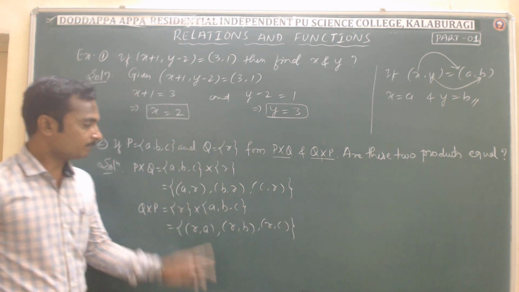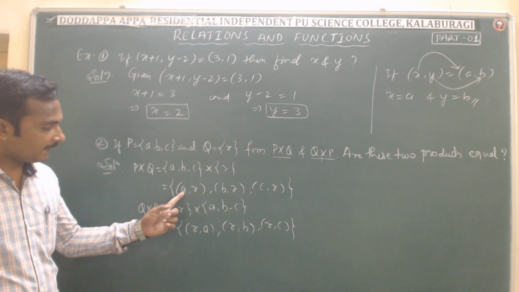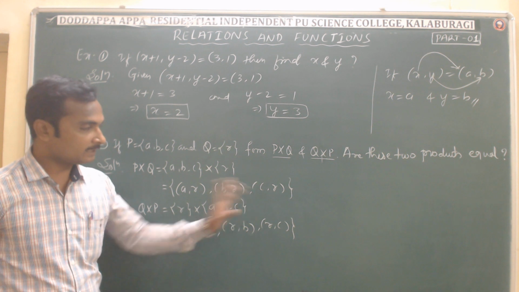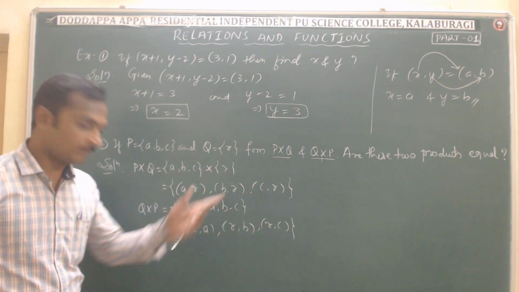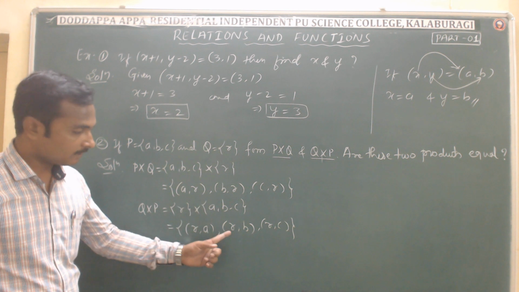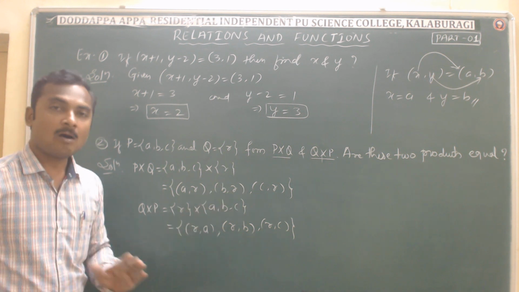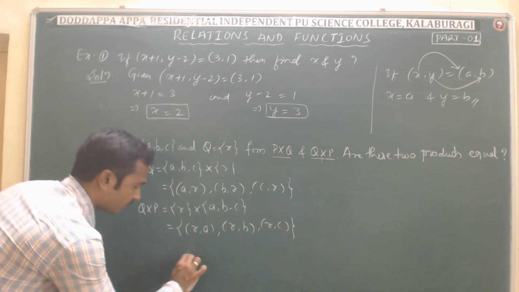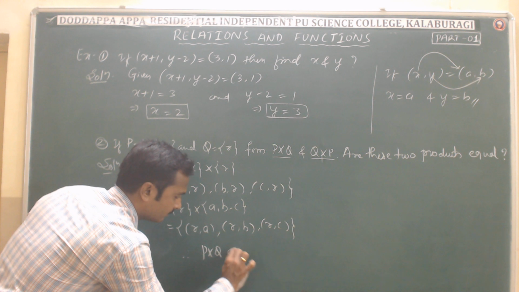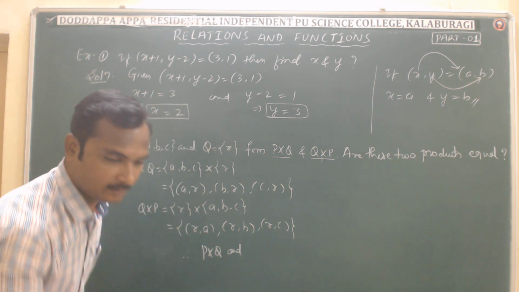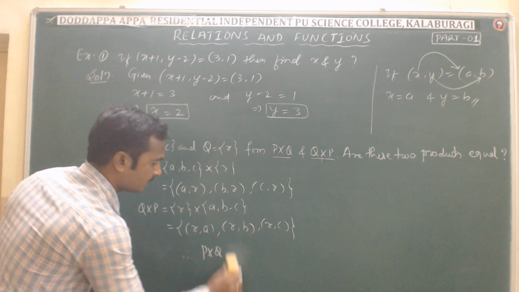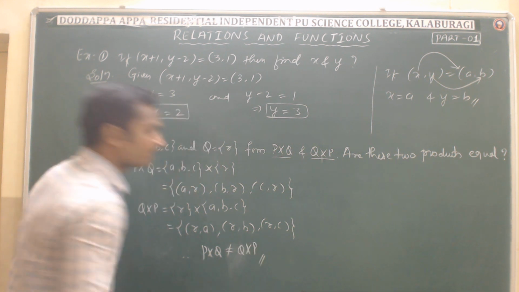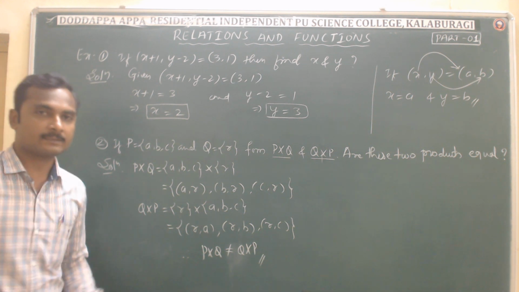Now we can compare P cross Q with Q cross P. (A, R) is not here. (B, R) is not here. (C, R) is not here. Or in another way, (R, A) is not here, (R, B) is not here, (R, C) is not here. All elements are not equal; all elements are unique and different. Therefore, P cross Q is not equal to Q cross P. P cross Q is not equal to Q cross P. Note this down.